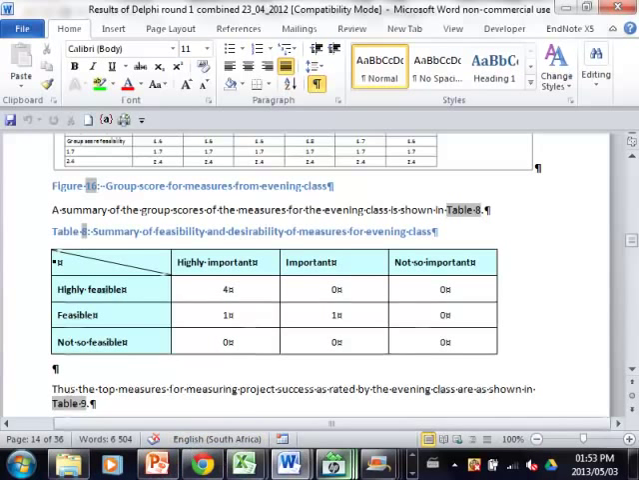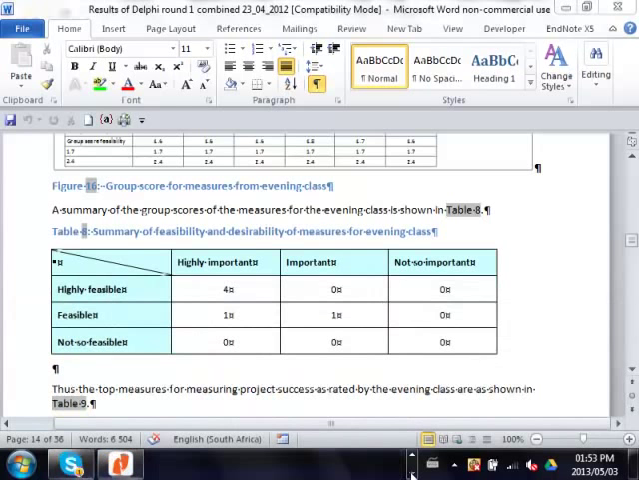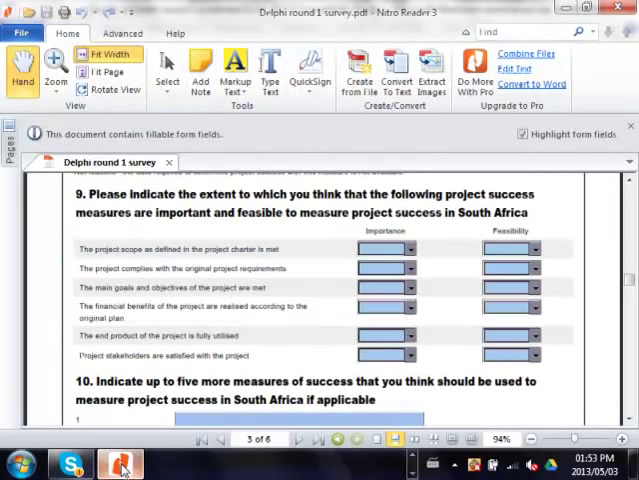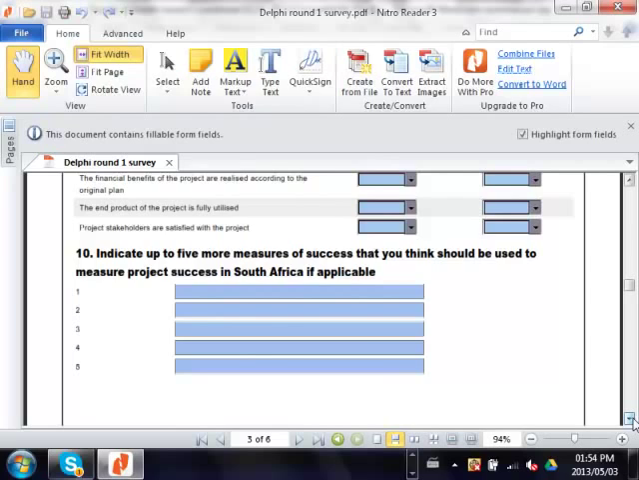And then you will also see that in the questionnaire there was a space here to indicate up to 5 more measures of success that you think should be used. Because remember, this is qualitative and it has to be open-ended. And so it might be that in the focus group we missed something. And in the first round of the Delphi especially, we want to get as much information as possible.